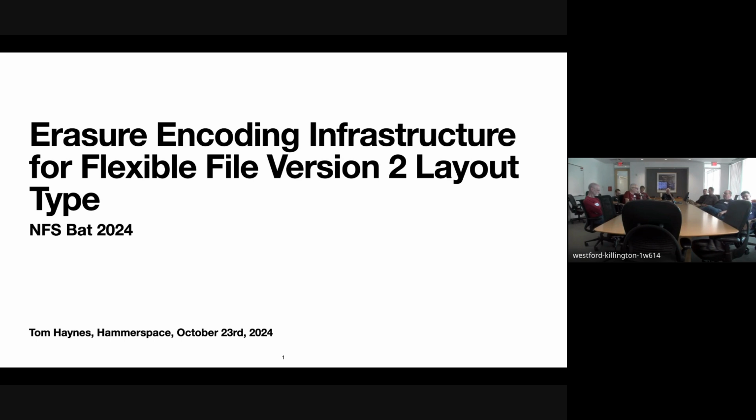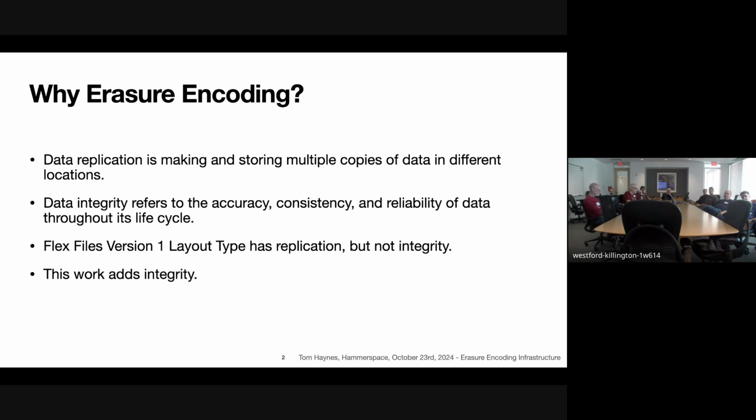I'm going to talk about the new erasure encoding infrastructure that we're putting in place in 4.2. And why erasure encoding? Well, because we have replication, but not integrity in Flex Files V1. And by replication, I mean client-side mirroring makes multiple copies of the same file, but the resilvering process simply picks a copy, says it's good, and there's no way to ensure that you get the right data. So we're going to add integrity.